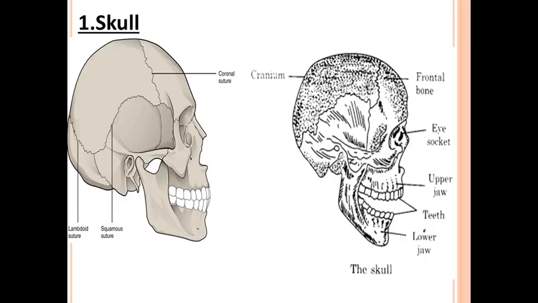So first we will learn about the skull. You can see here the skull is the topmost part of the skeleton. This skull is made up of 22 flat bones.